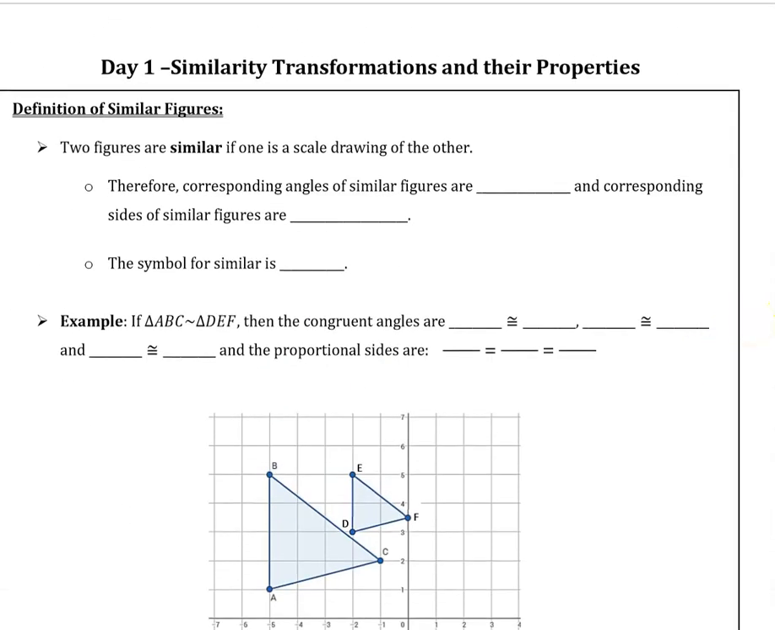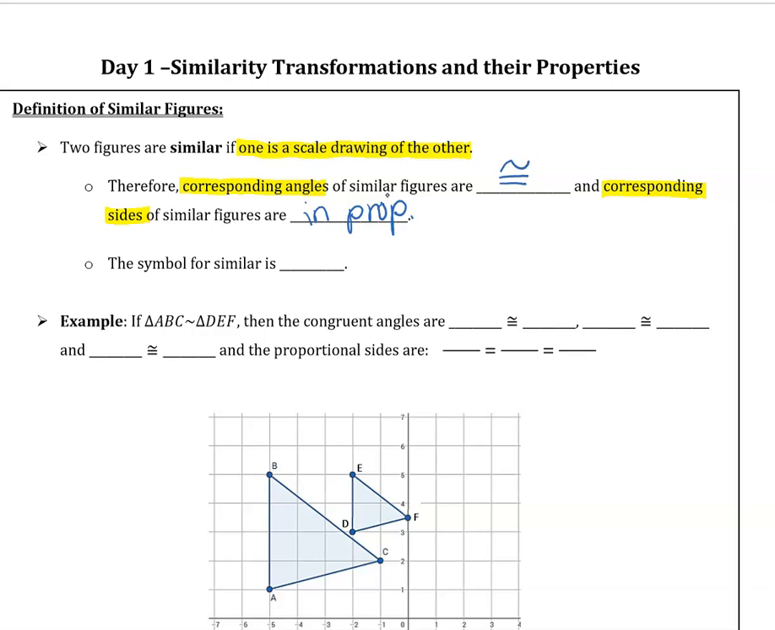Alright, so starting here on the beginning of Day 1, the definition of similar figures. Two figures are similar if one is a scale drawing of the other. So last unit was all about scale drawings. So really we've been talking about similarity for already a unit. Therefore, we know that corresponding angles of similar figures would have to be congruent, and corresponding sides of our similar figures would then be in proportion. So the same rules from last unit apply to this unit.